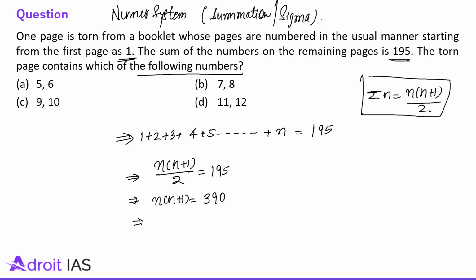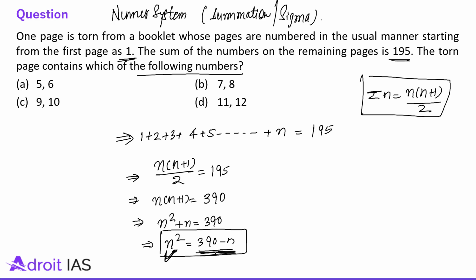Now friends, n square plus n is equal to 390. So n square is equal to 390 minus n. Here n square is a perfect square and this is 390 minus n. So 390 minus n means a number which is less than 390. So a perfect square number which is less than 390. So a perfect square number which is less than 390 is what?